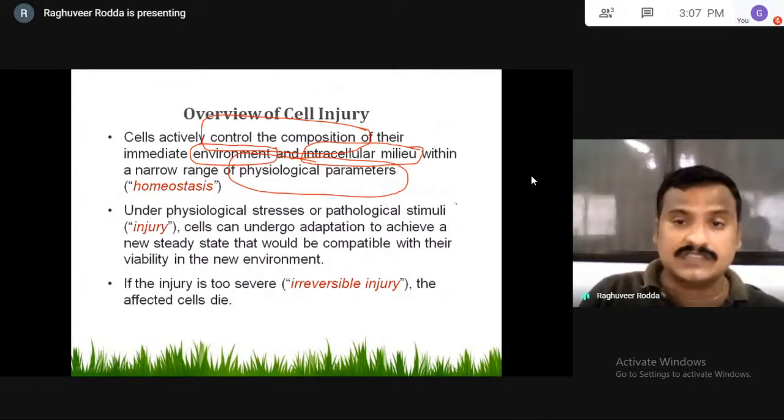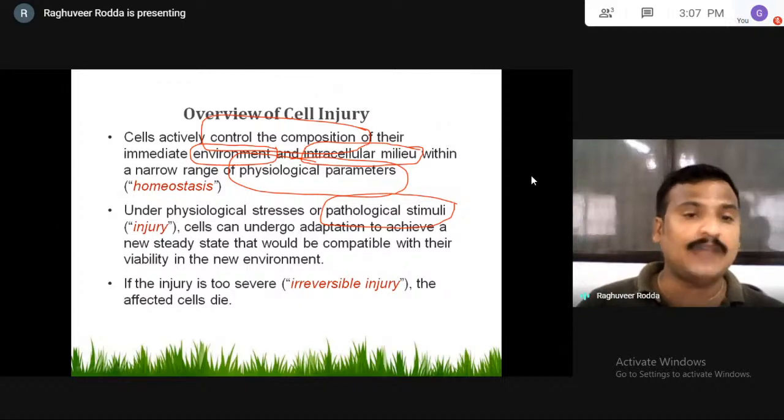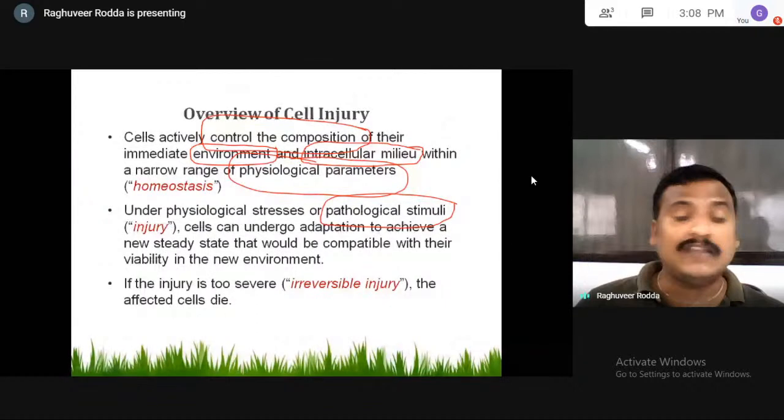Apart from physiological stress, there is the pathological stimulus, which may be called the injury condition. Keep one thing in your mind: injury should not be confused with wounds. Injury is a condition characterized by a change in the structure of the cell or a change in the function of the cell.